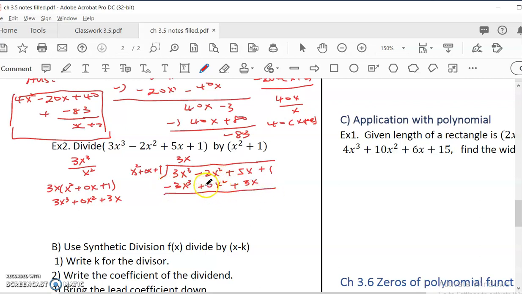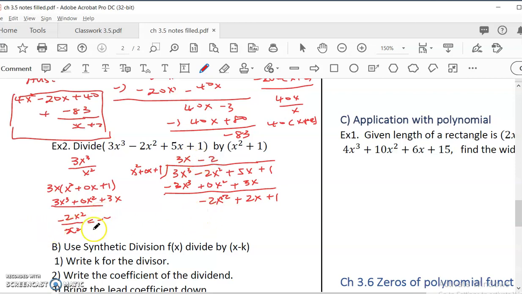So if you subtract this, this will cancel. Negative 2 is just still negative 2x squared. Then the 5x minus 3x becomes plus 2x and a plus 1. So you repeat the whole thing, negative 2x squared divided by x squared. First term divided by the first term, so it'll be negative 2, right? So you write negative 2 here.